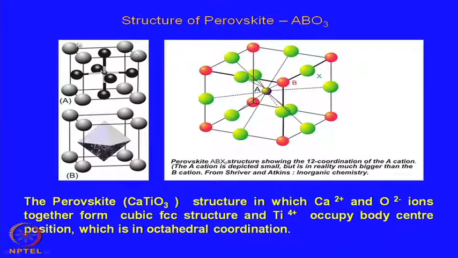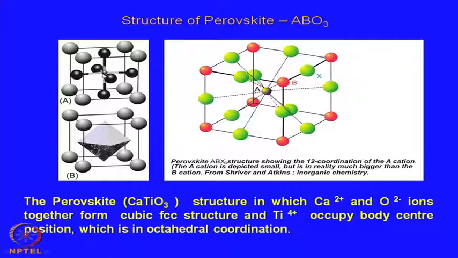If you look at this part of the diagram, you will see the dark ones are calcium and the lighter ones are oxygen, or it can be reversed. In this case, I think the dark ones are oxygen and the lighter ones are actually calcium, it is just not written.